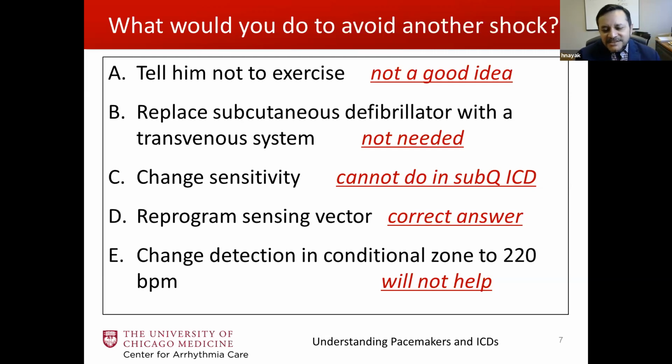We cannot change the sensitivity on a subcutaneous defibrillator, right? Remember, we talk about changing sensitivity with transvenous systems, but the subcutaneous defibrillator doesn't allow us to do that. It's one of those things. It sees it or it doesn't see it. But what we can do is reprogram the sensing vector. So remember, this subcutaneous defibrillator, and I'll show you a graphic, is able to sense through 3 vectors. Now you might say, well, what if I change the detection in the conditional zone to 220? That's not going to help because when you lose sensing signal, it's going to sense things that are going to be much faster than 220. So that's not necessarily going to help this person.